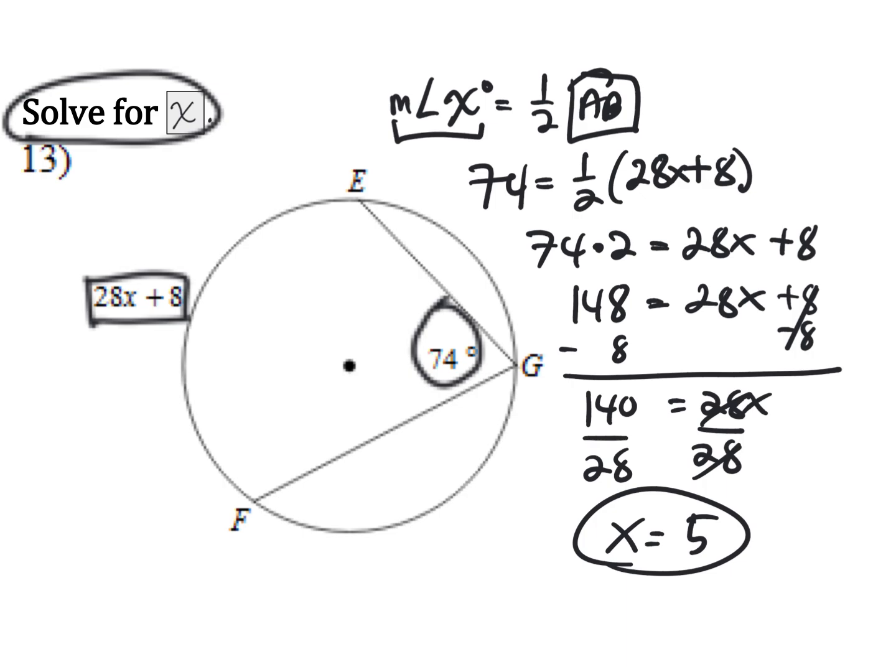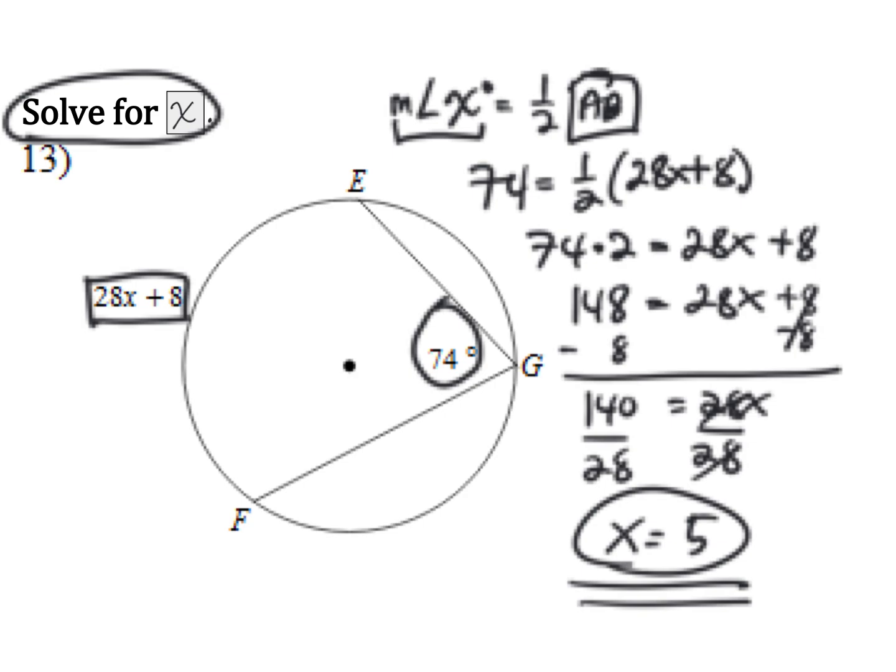Now, 28 times 5 is going to give you 140 plus 8. Okay, that's going to be 148. So if we're going to do it, let's divide it by 2, which is going to give us 74 as our inscribed angle. So our answer here is correct.